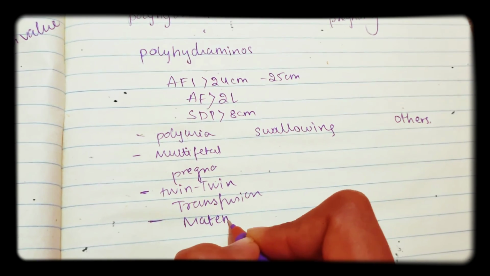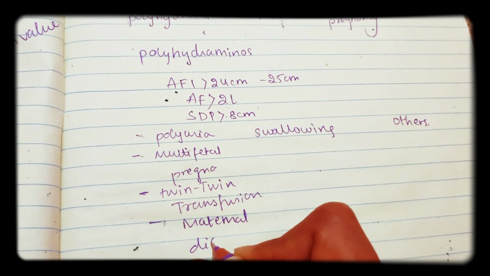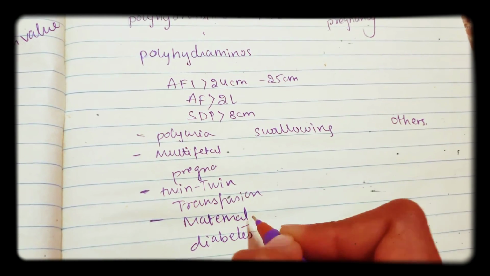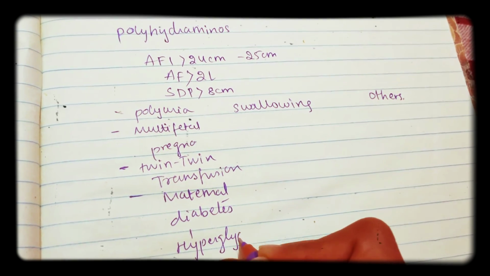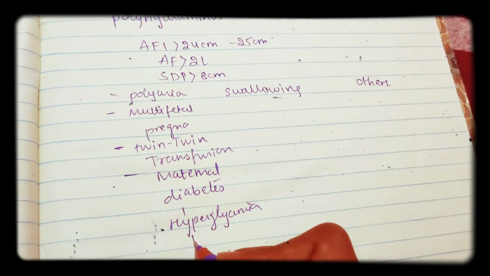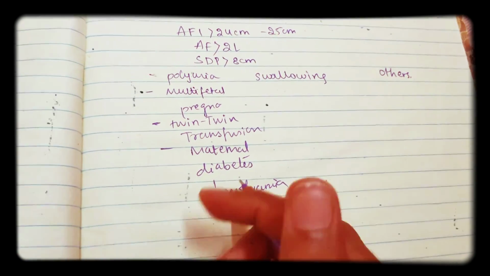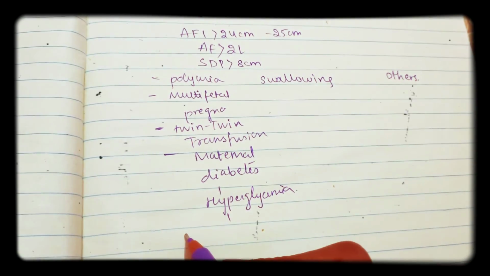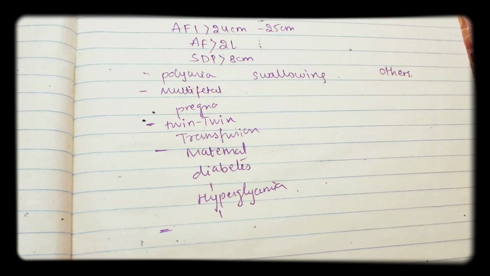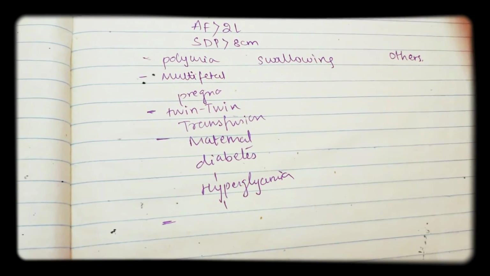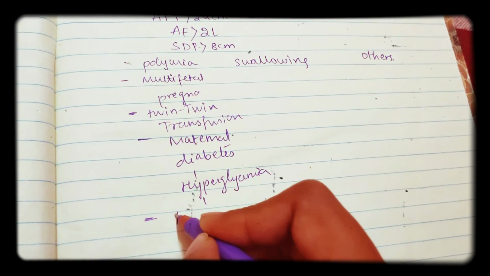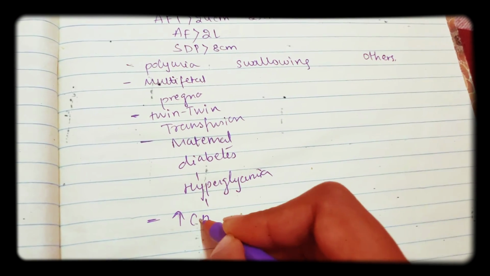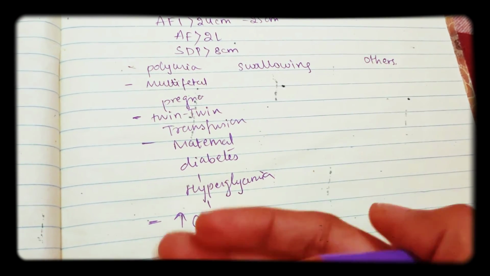If a mother has diabetes, there will be hyperglycemia in the blood, right? Because of hyperglycemia, it is also passed to the child. In the fetus also there is hyperglycemia, and because of this hyperglycemia, there is polyuria. So this is maternal diabetes. Another reason is high fetal cardiac output. If the fetus has more cardiac output, to compensate for this, there will be polyuria.